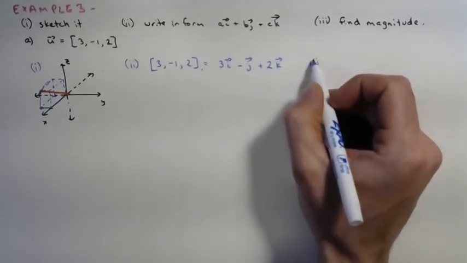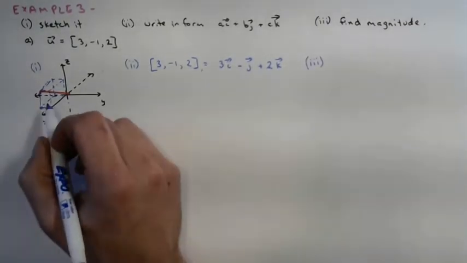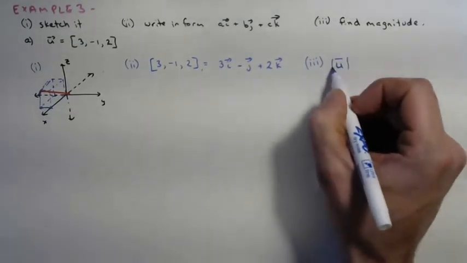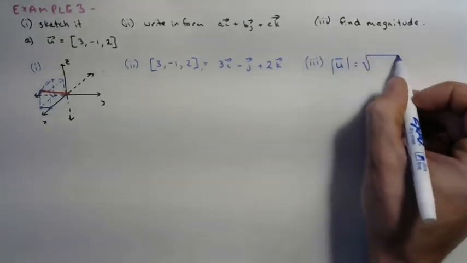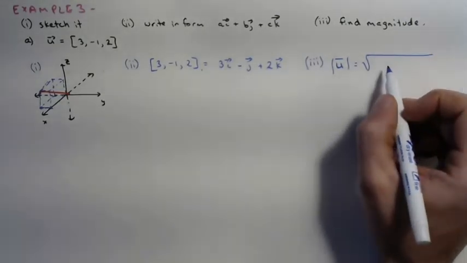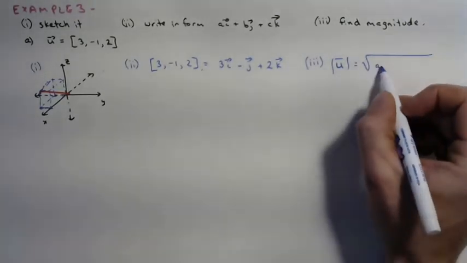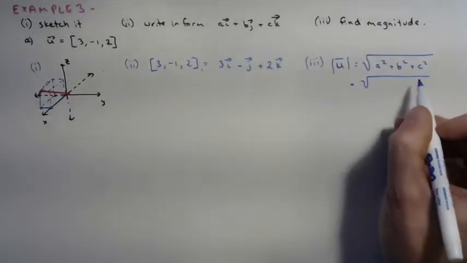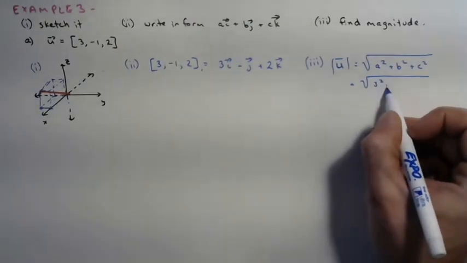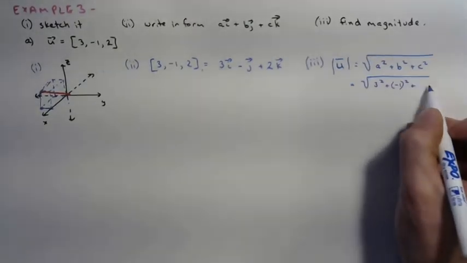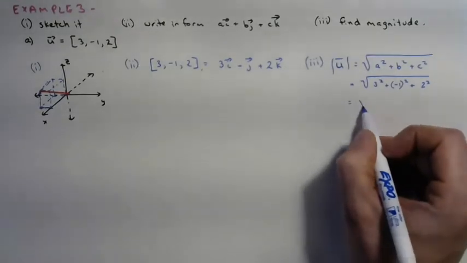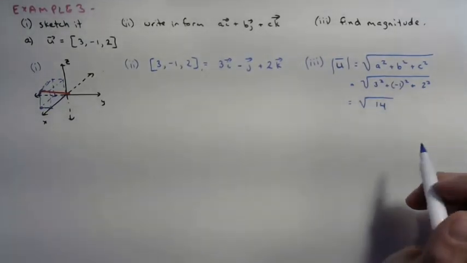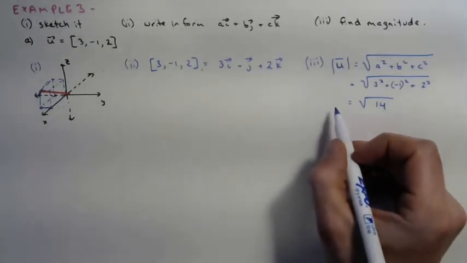And lastly, find its magnitude. The magnitude of vector u is the square root of a squared plus b squared plus c squared, which is the square root of 3 squared plus negative 1 squared plus 2 squared, which is 9 plus 1 plus 4, which is 14. And there you have the magnitude of vector u.